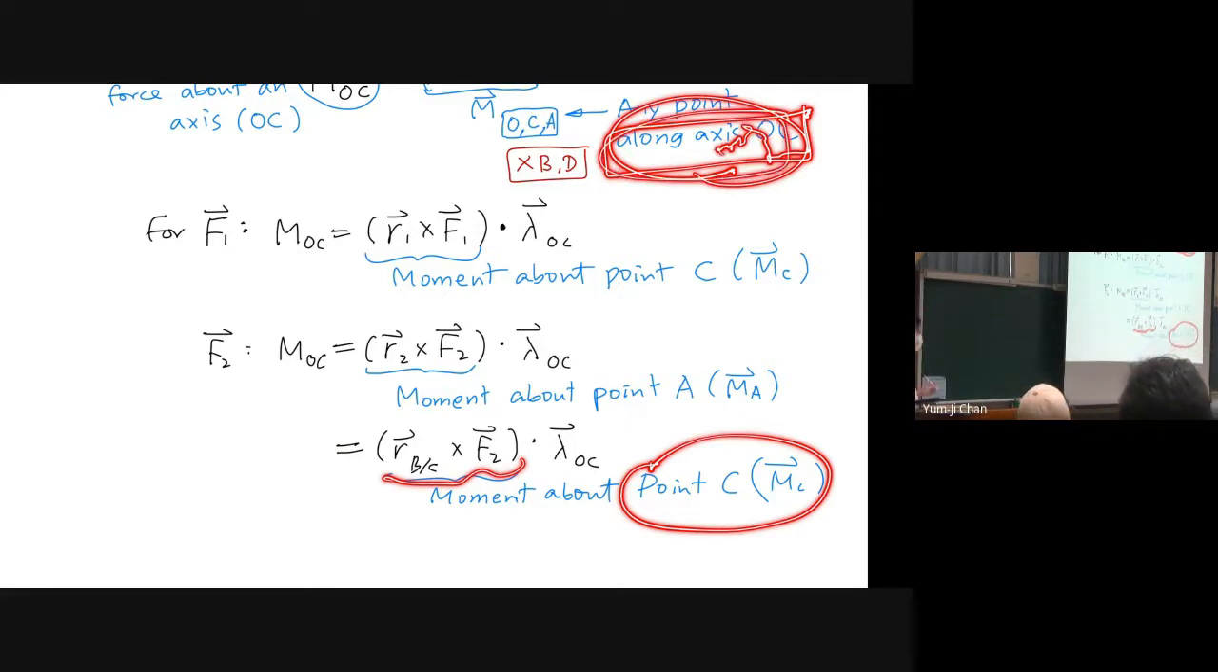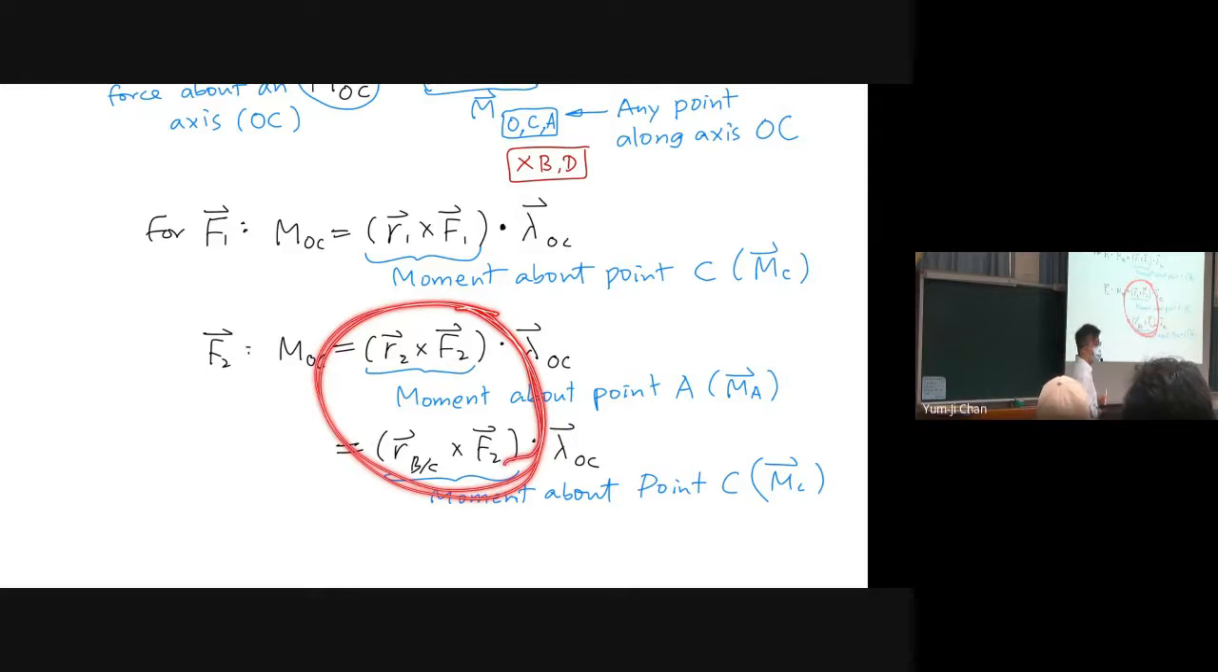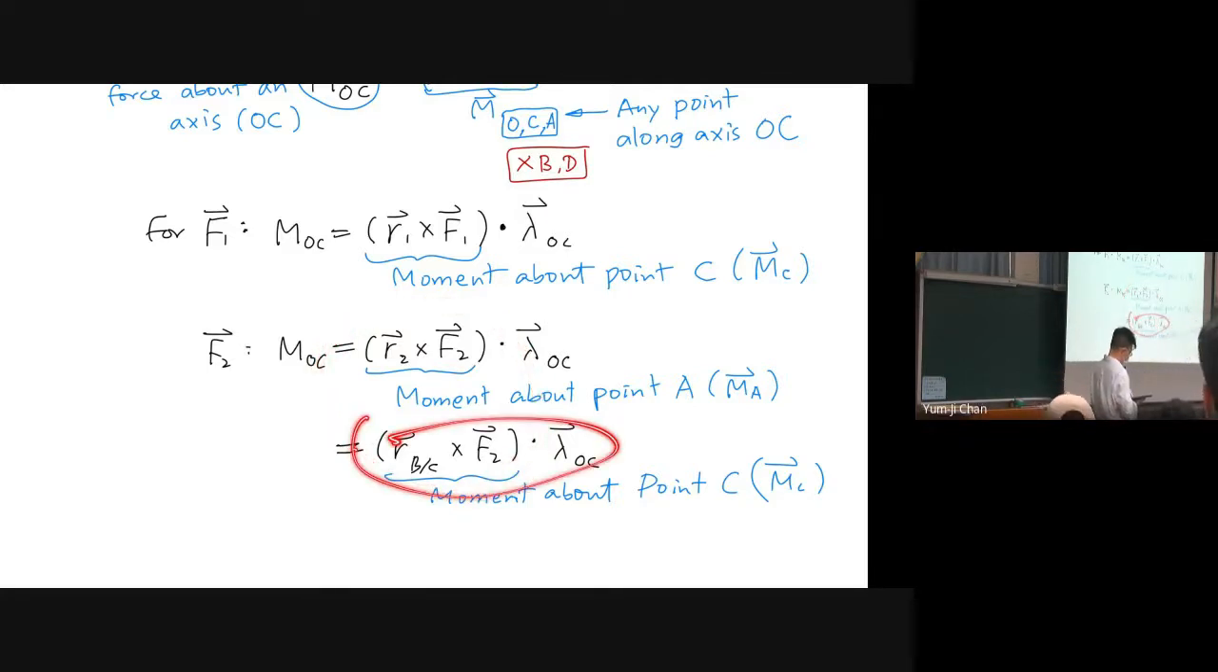This is the key point. Then the point of reference, R cross F, should be along the axis. Actually, you can show mathematically that this one is equal to this one. You can do the mathematics. Okay.